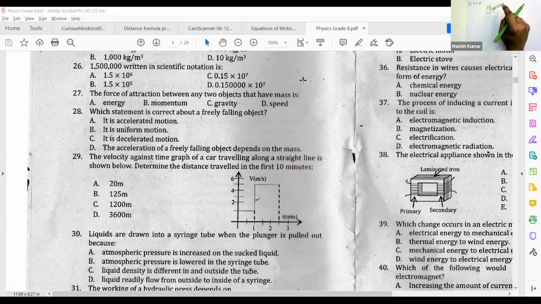The first answer, A, is wrong because it says that atmospheric pressure is increased on the sucked liquid. It's not that this pressure was not there before or that the pressure has increased now. This pressure was always there and has remained the same. The difference is the pressure inside the tube has reduced, so relatively this pressure is more. In absolute terms, this pressure is the same as before. That pressure pushes the liquid into the syringe. Do you get this?